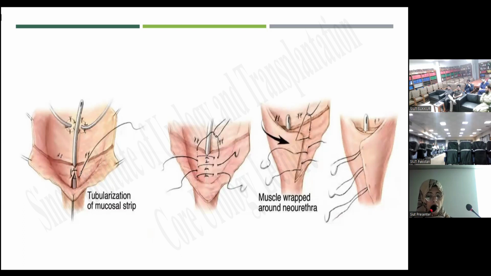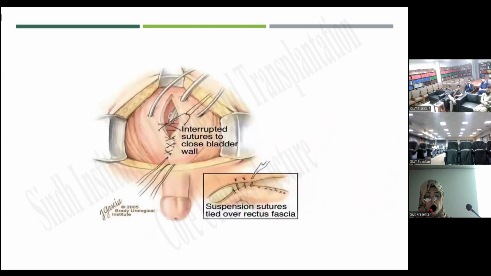The urethra is tubularized using continuous running sutures. The posterior urethra and the bladder neck are reconstructed. The bladder muscle is brought together. That is, the bladder muscle, which is part of the triangular dissection of the flap, is brought together in a double-breasted fashion over the new urethra.